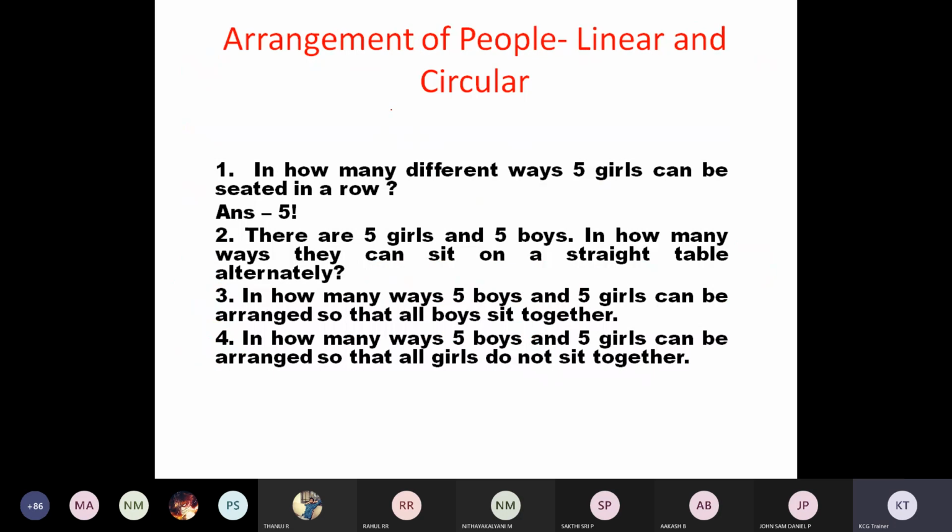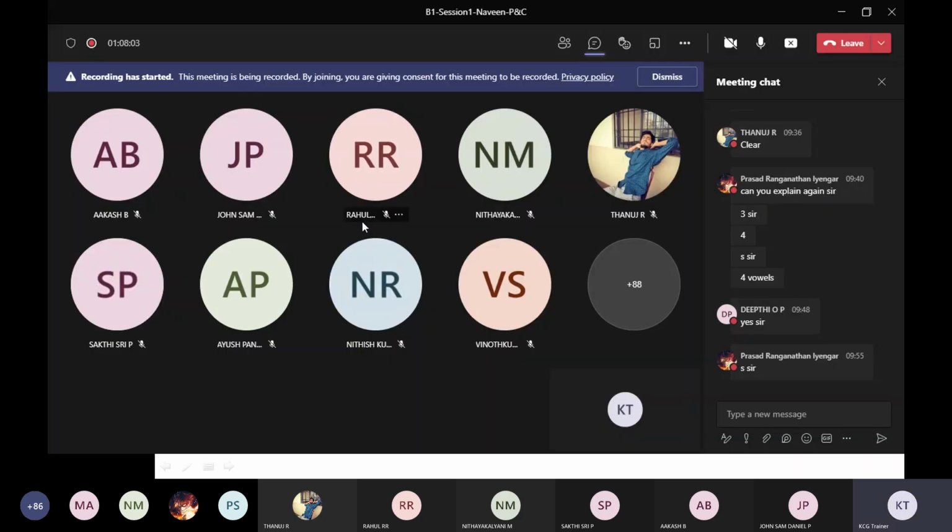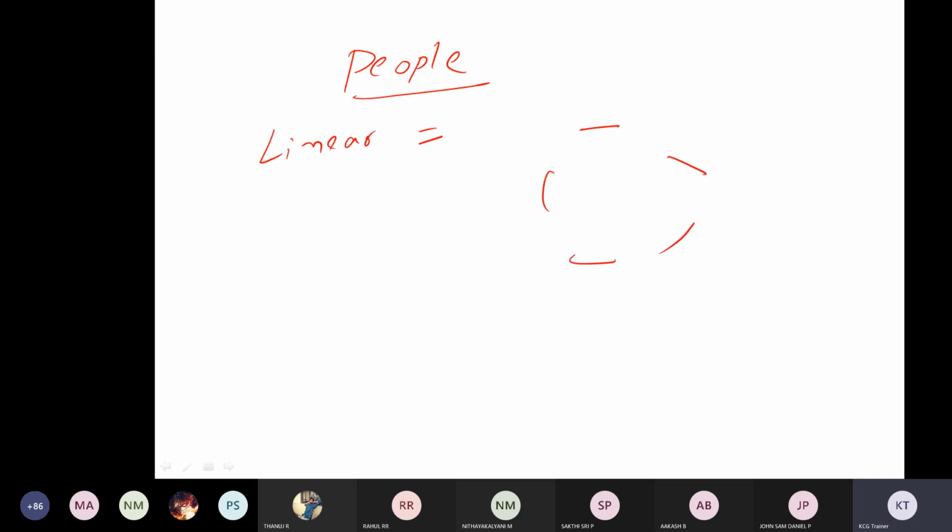Shall we start the next one, guys? The third concept, arrangement of people. Can we proceed? Yes, sir. People can be arranged in 2 ways. First, linear: 1, 2, 3, 4, 5. Tell me, 5 positions can be occupied by 5 people in how many ways?